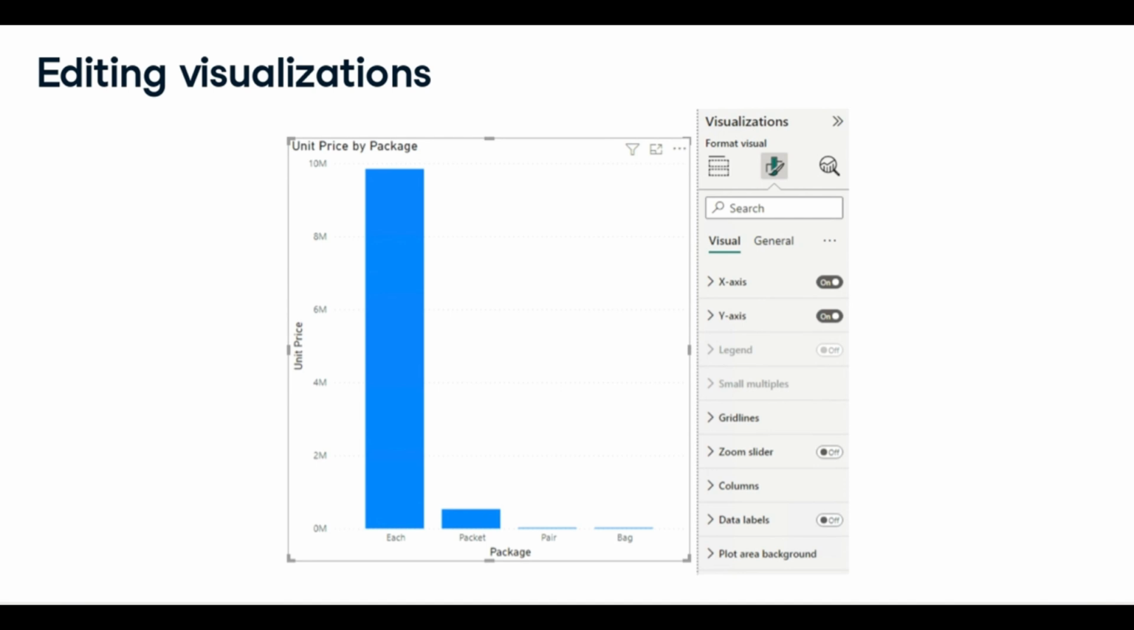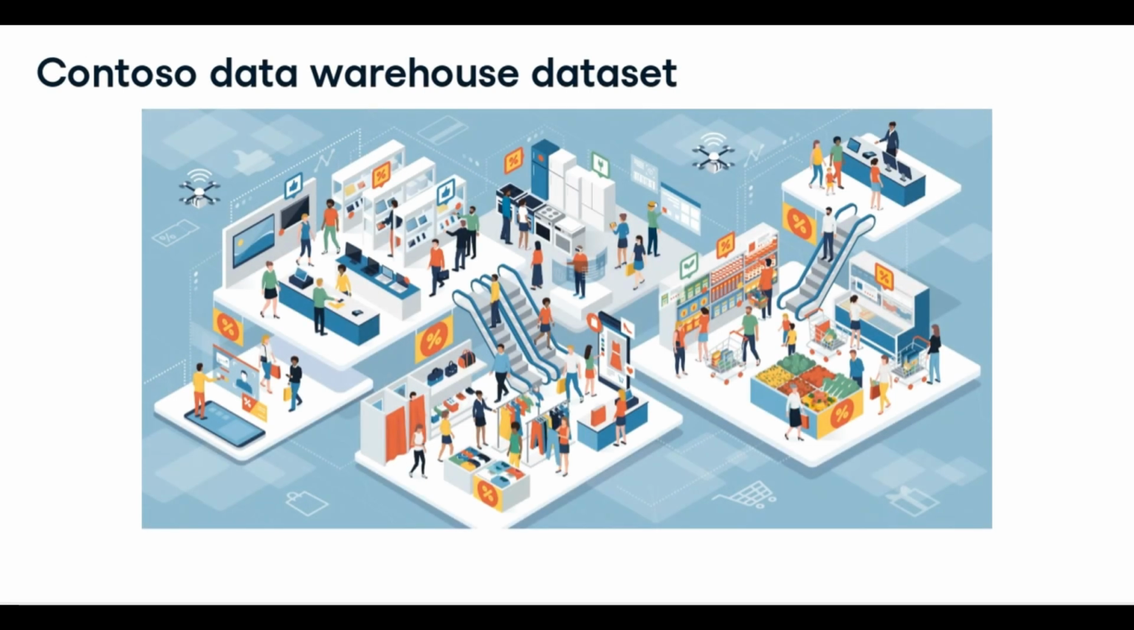We'll take a closer look at how to do that in the next video. This chapter uses data from the Contoso Data Warehouse. Contoso is a fictional online retail company that is working on trying to meet sales goals.